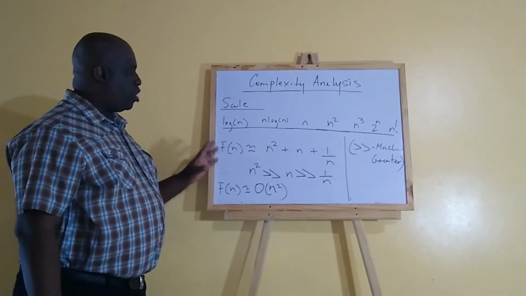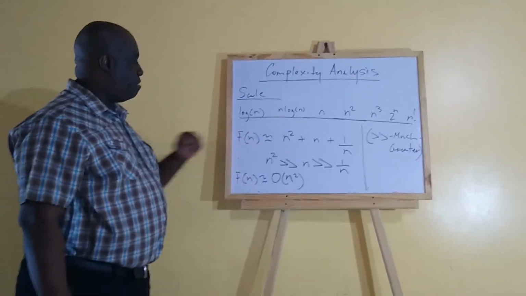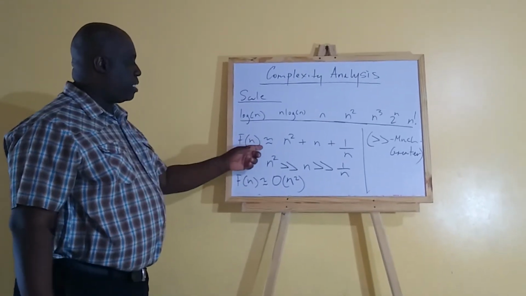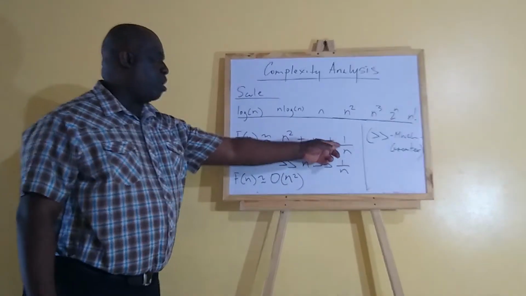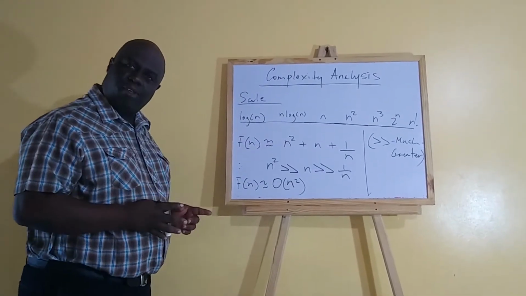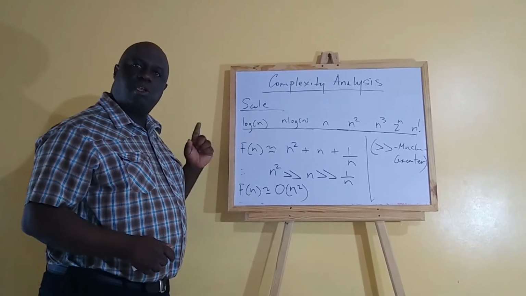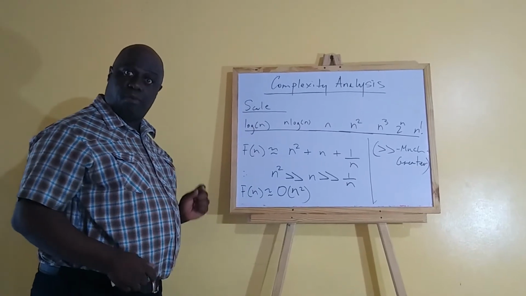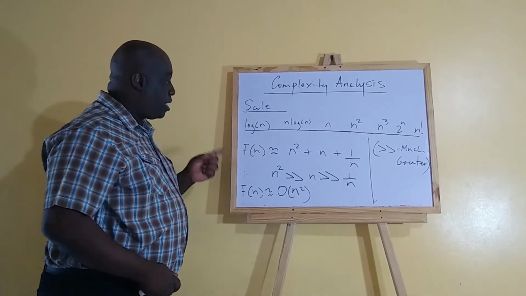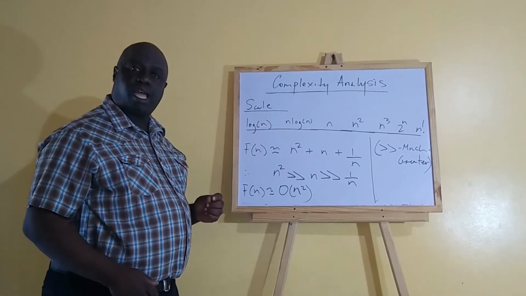Alright, so just to reiterate, a function which is f of n is approximately of order n squared plus n plus 1 over n. The objective is to find the operation that takes the longest time based on this big O complexity scale. Let me repeat that. The objective is to find the operation that takes the longest time.